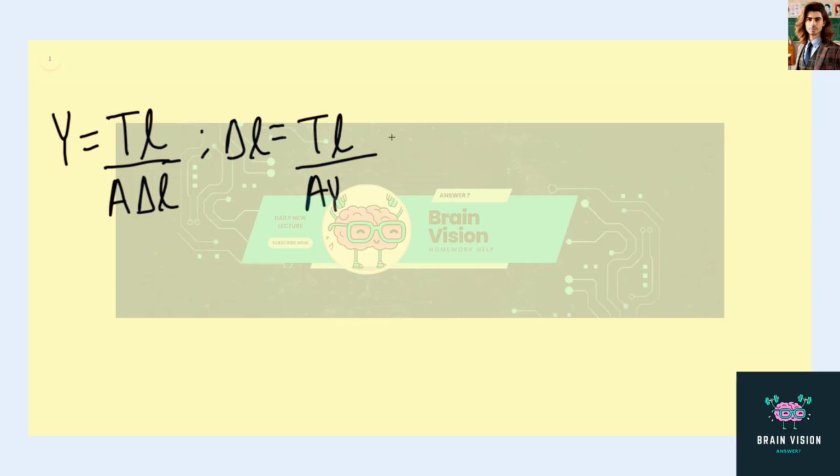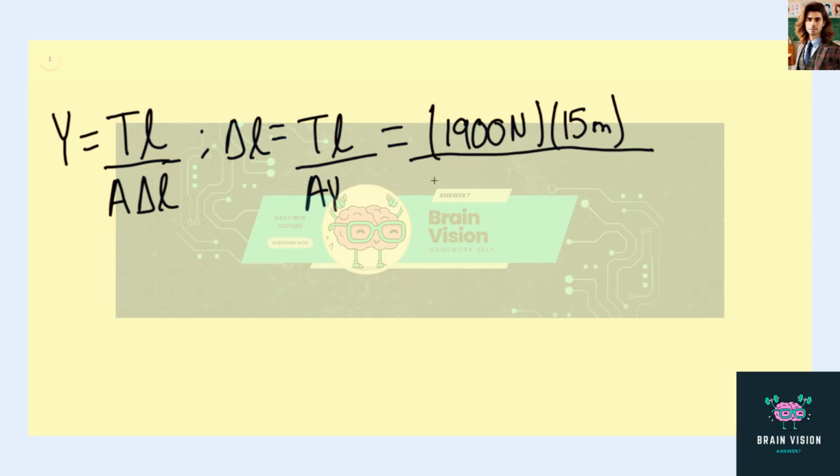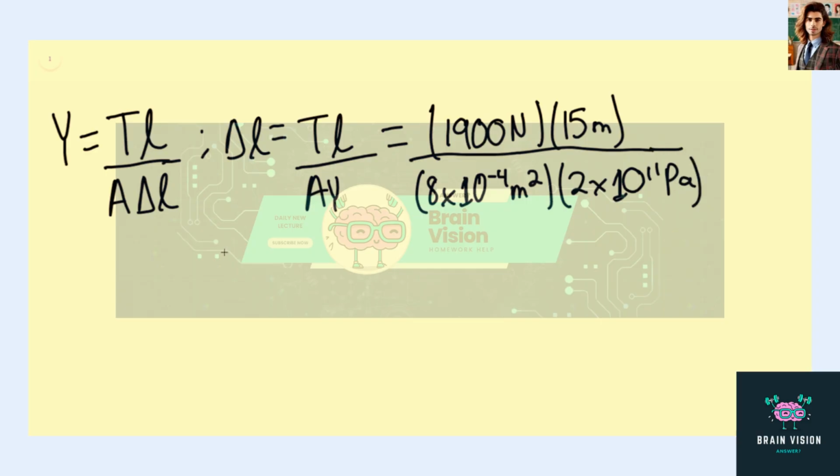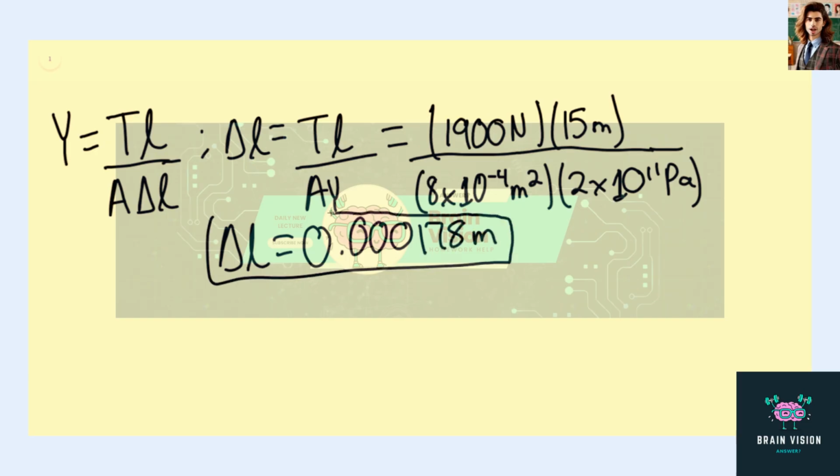So here, this would be equal to 1900 newtons times 15 meters, divided by the area, so 8 times 10 to the negative fourth meters squared, and then times 2 times 10 to the 11th pascals. And we find that the elongation is going to be equal to 0.000178 meters. So this would be your answer for part A.